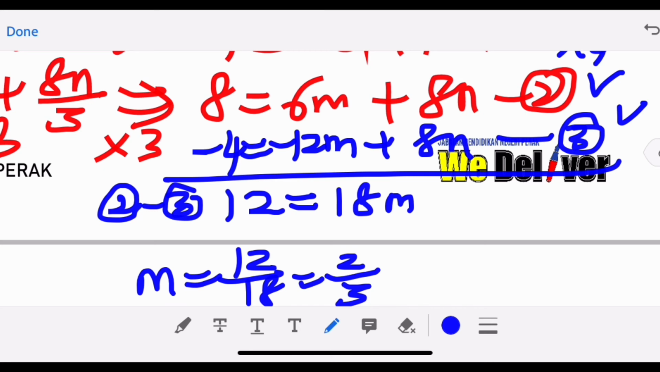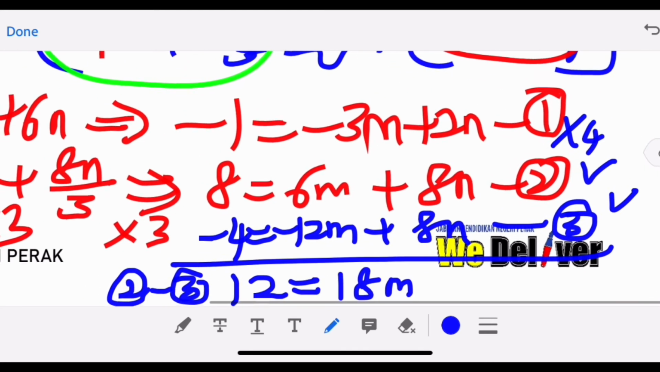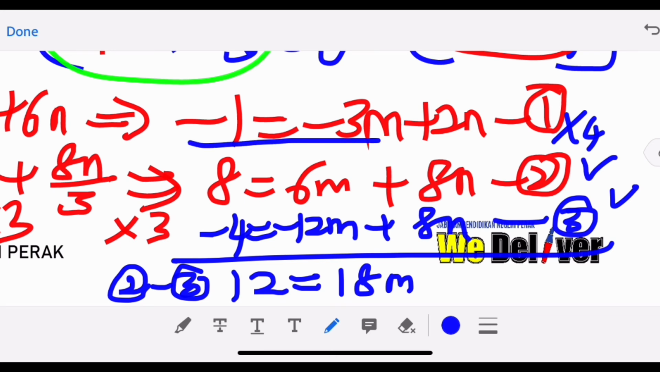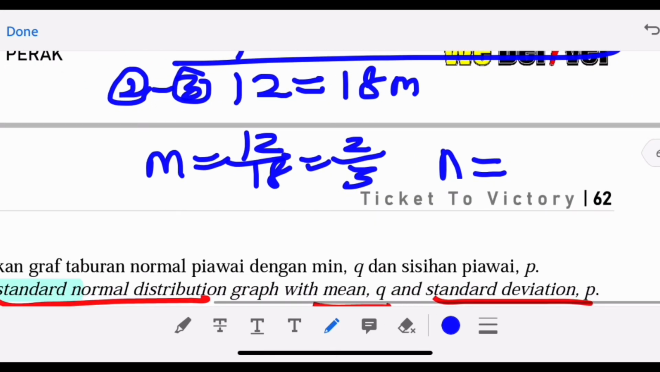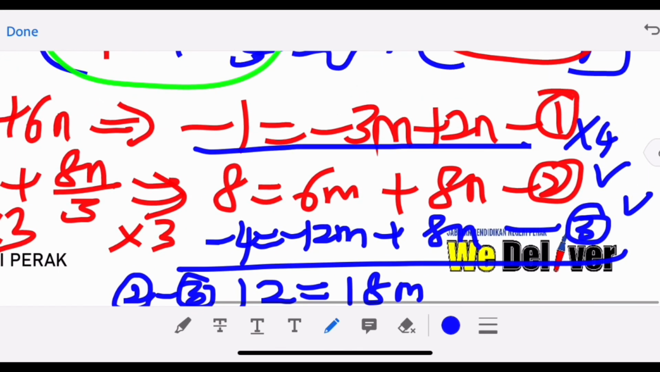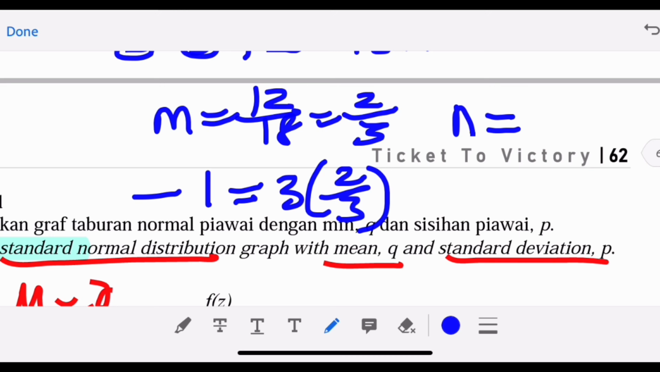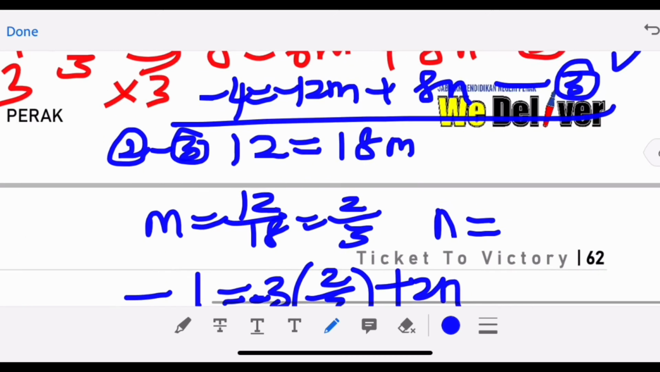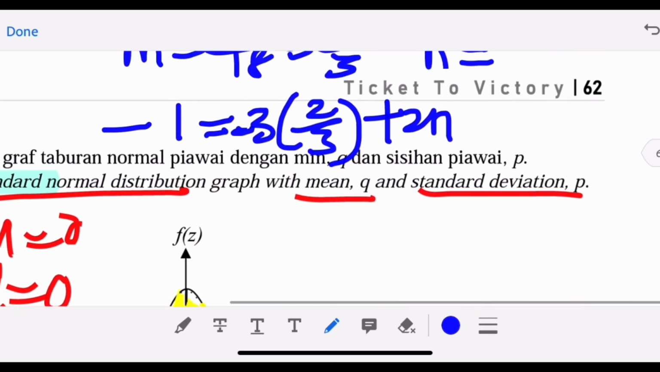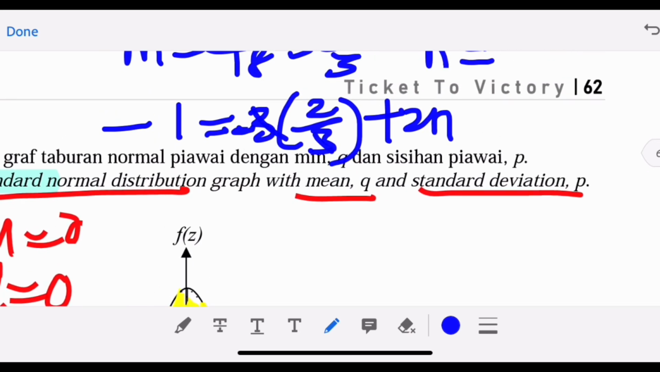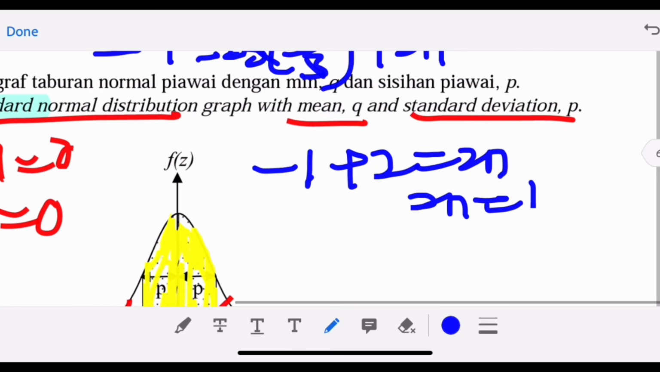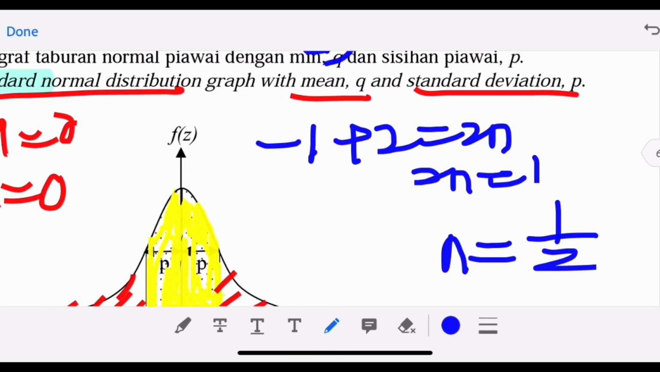Hence my n, I can solve by substituting into number 1. Negative 1 equal to negative 3 times 2 over 3 plus 2n. Right, negative 3m plus 2n. So I will have negative 1 plus 2 equal to 2n. So 2n equal to 1. So n is equal to 1 over 2.